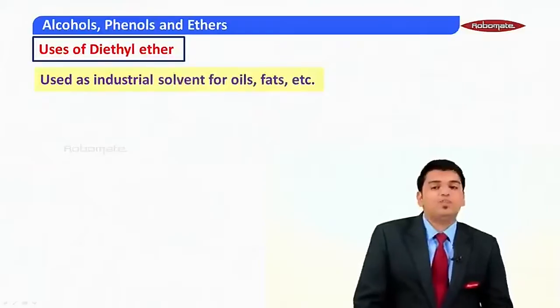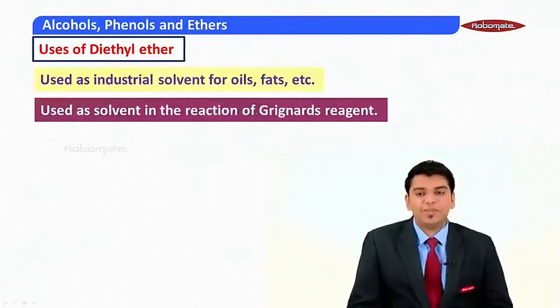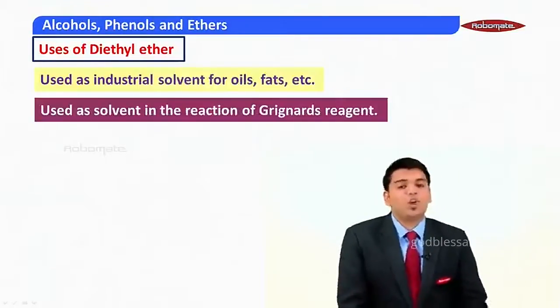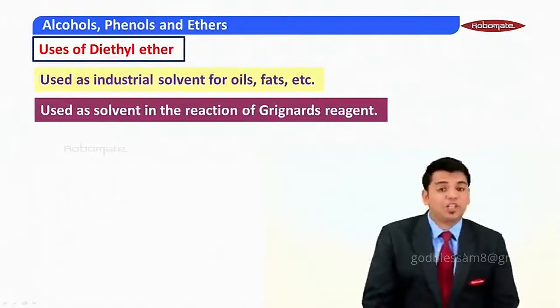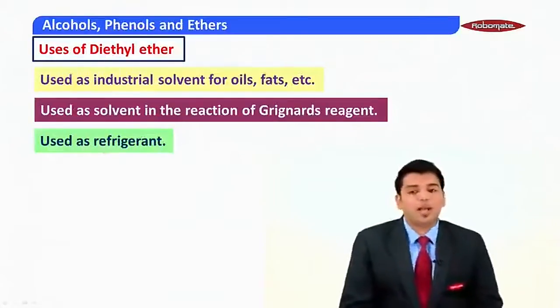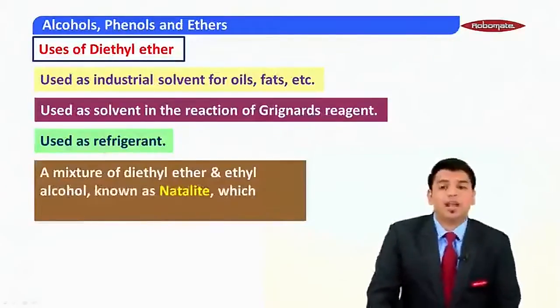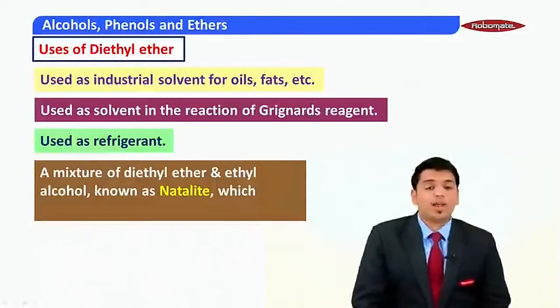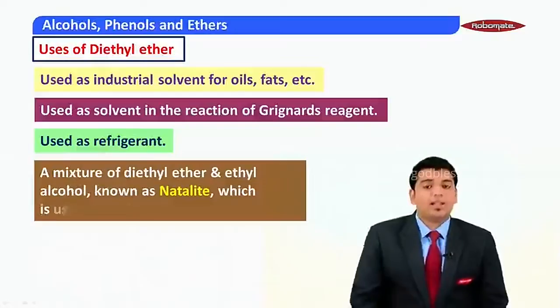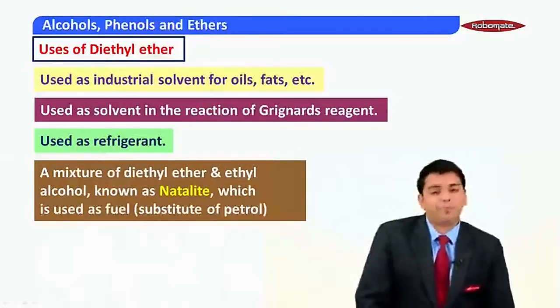Diethyl ether is used as an industrial solvent for oils, fats, etc. It is also used as a solvent in the Grignard's reagent reaction, which we have already seen. Also, it is used as a refrigerant. Now, a mixture of diethyl ether and ethyl alcohol is known as natalite, and this natalite is used as a fuel, which is basically a substitute of petrol.